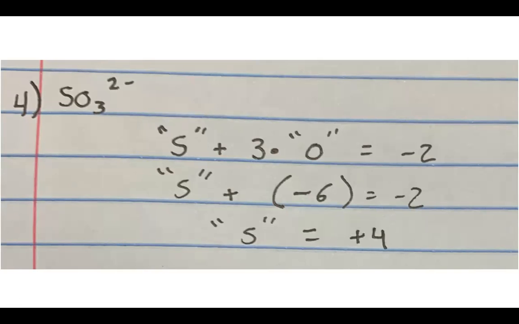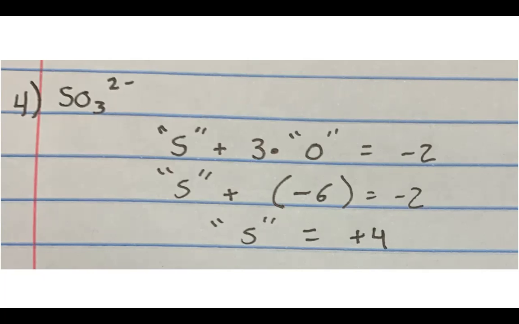Okay, so remember that whenever we're looking at a molecule with a charge, right, SO3 has a charge of 2 minus, that means that the oxidation numbers, when we add them all up, will equal that charge, right? So when we add up the oxidation number of sulfur plus the oxidation number of oxygen times 3, because there's 3 oxygens in the molecule, they're going to add up to -2, because that's the charge, again, on the ion.